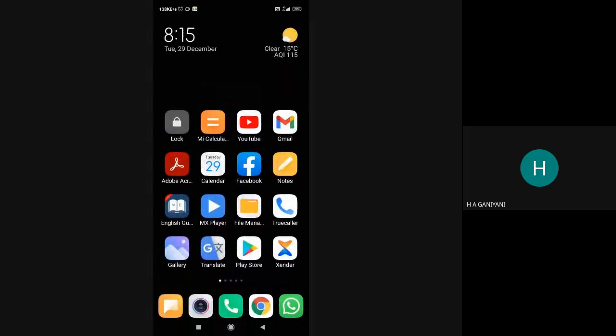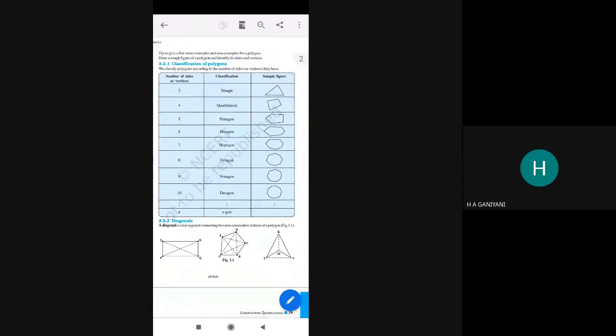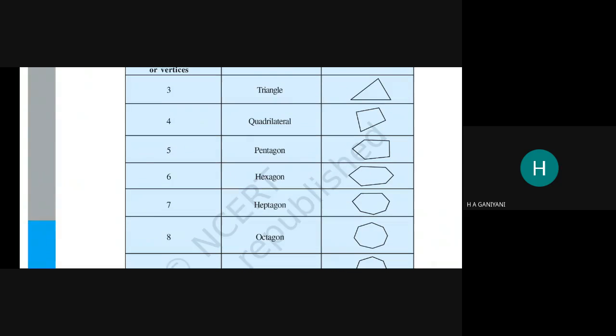Now, another thing about this chapter. You know very well, we have already done this table. Please remember this table because in it the classification of polygons is given. If you have three vertices, it is a triangle. If you have four vertices, it is a quadrilateral. Five vertices, pentagon. Six vertices, hexagon. Seven vertices, heptagon. And eight vertices, octagon.